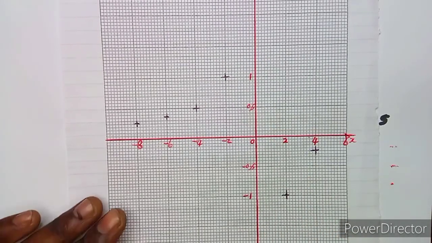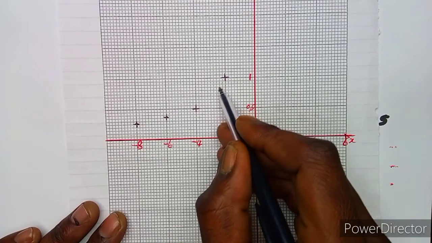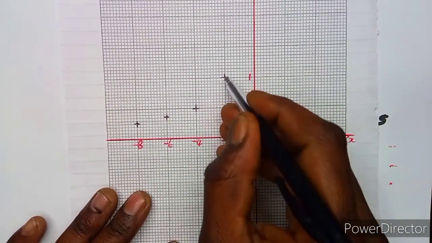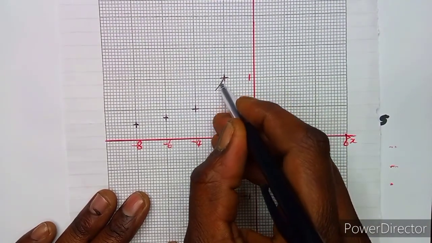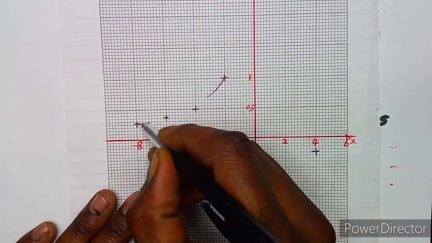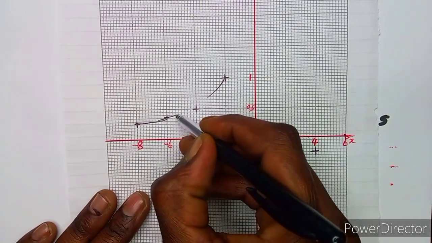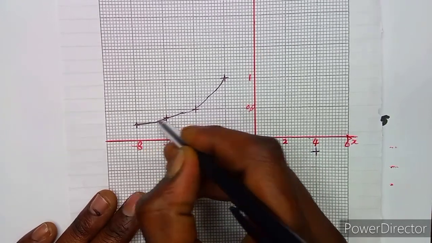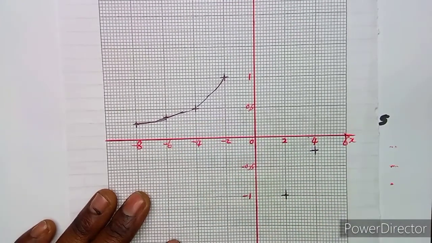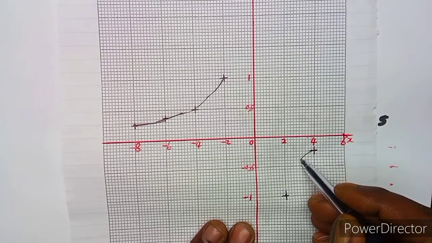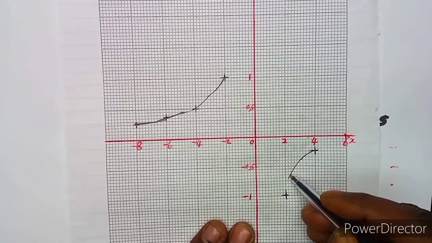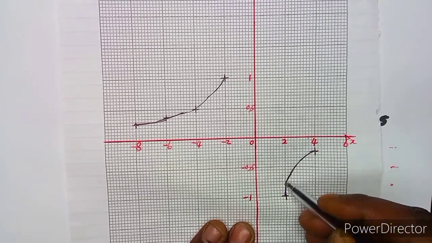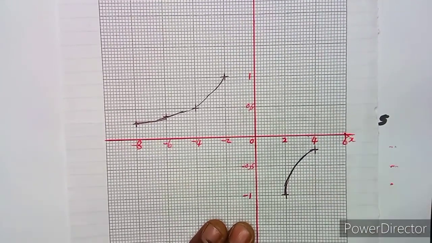So actually you have to sketch, you have to join these points just like that. All right, it's supposed to be a curve. So just a curve, guys, that you're going to have. As you can see, we are going to have a piece in this quadrant and another piece in the other quadrant. You can make it smoother than the one that I'm having here, and you join this piece. It's not a straight line, it's a curve.